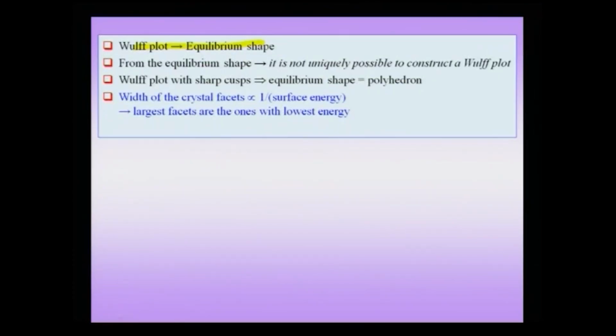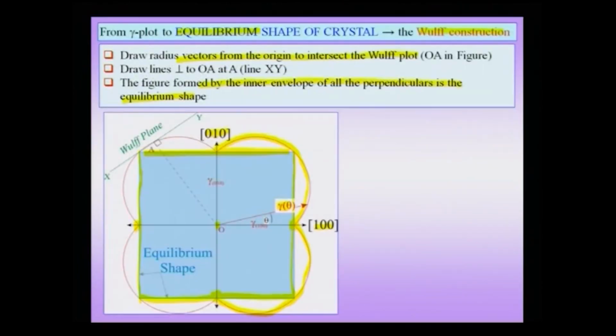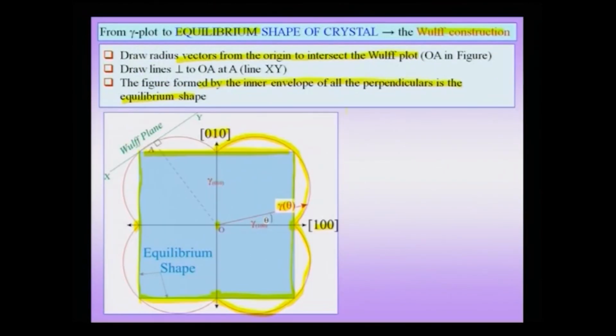So, Wulff plot gives us the equilibrium shape. From the equilibrium shape, it is of course not uniquely possible to go in the reverse direction and make a Wulff plot. Wulff plots with sharp cusps represent the equilibrium shape, which is typically a polyhedron. If of course the anisotropy is small, then you may not get a nicely faceted crystal, as you can see here, with a very low number of planes representing the outer surface. The width of the crystal facets is proportional to 1 by the surface energy. That means that the largest facets are the ones with the lowest energy. However, the crystal obviously will put out those surfaces which have the lowest energy.